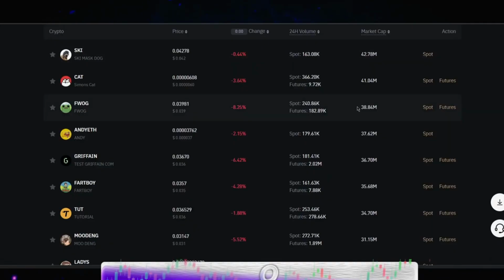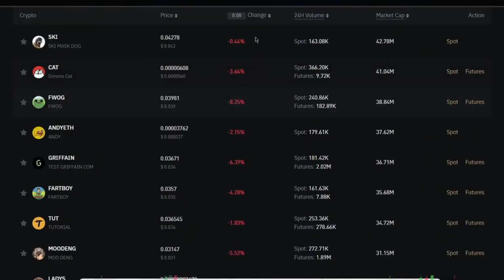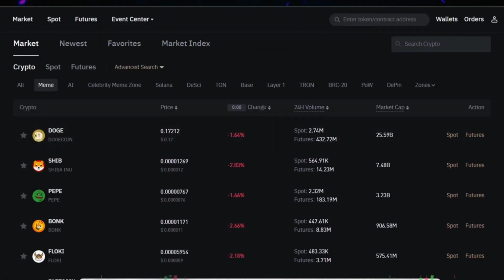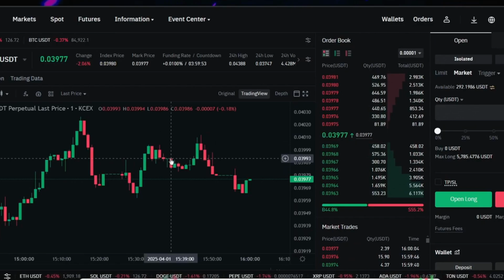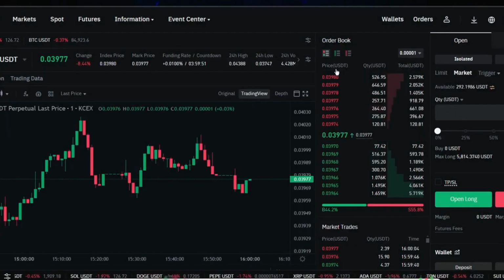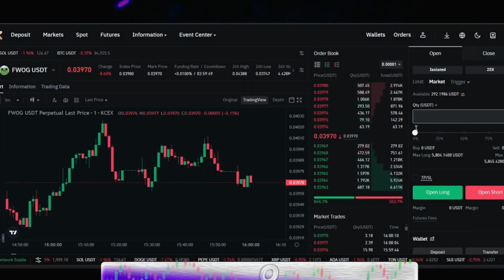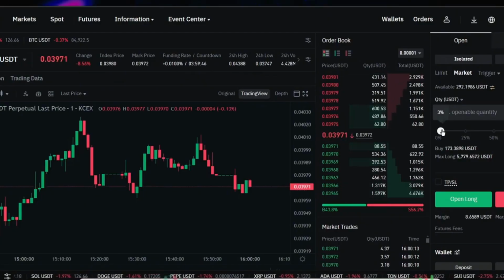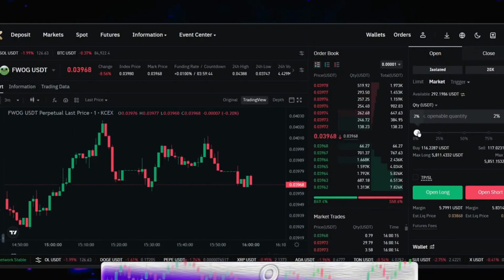So let's say this one is down 8% in the past 24 hours, I'm sure. And you can trade this literally with 20x leverage. Enter a $1 position and you can make a lot of money. I'm telling you, bro, I'm not joking when I'm telling you this stuff.